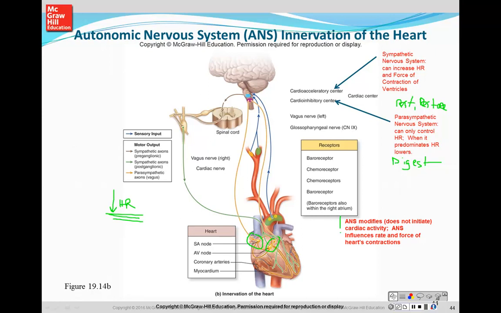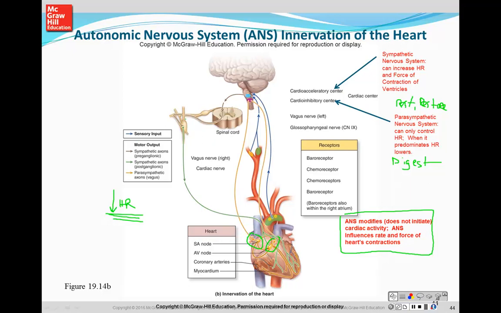Now here's the biggest thing to keep in mind here. The autonomic nervous system, with its two divisions, only can modify cardiac activity. It's not telling the heart, okay, start beating. The heart can beat on its own, as we'll find out, and so this autonomic nervous system will actually modify cardiac activity. It can influence heart rate as well as force of contraction with the sympathetic nervous system, and it can influence heart rate with the parasympathetic nervous system.